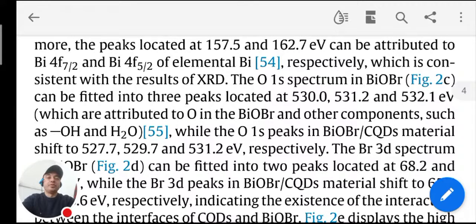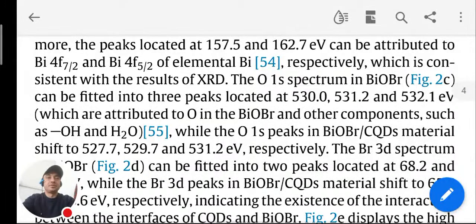The oxygen spectrum of BiOBr can be fit into three peaks located at 530, 531.2, and 531.2 electron volts, which are attributed to oxygen in BiOBr and other compounds such as OH and H2O. While the oxygen 1s peak in the BiOBr carbon quantum dot material shifts to 527.2, 527.7, 529.7, and 531.2 electron volts respectively.